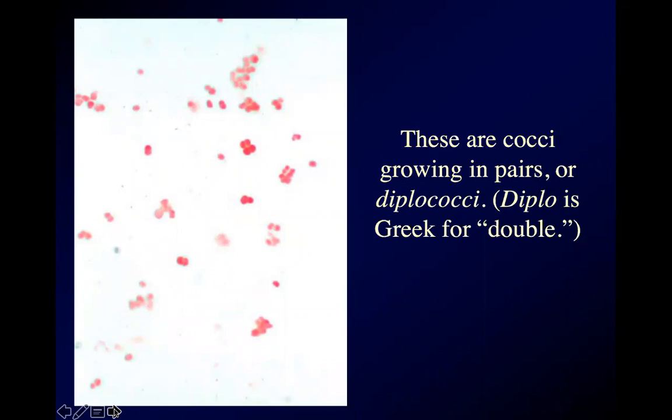Bacteria that grow in, or cocci that grow in pairs, or sometimes in this picture you can see little quads of them, groups of 4 like a clover leaf. If they grow in pairs, they're called diplococci. Diplo happens to be Greek for double. And gonorrhea and also bacterial meningitis happen to be caused by diplococci.